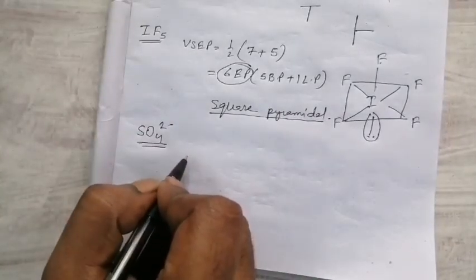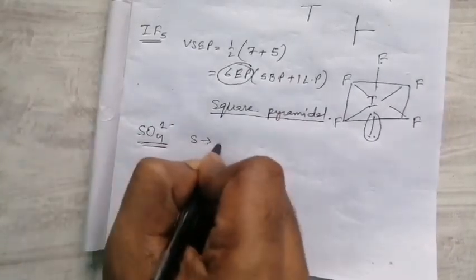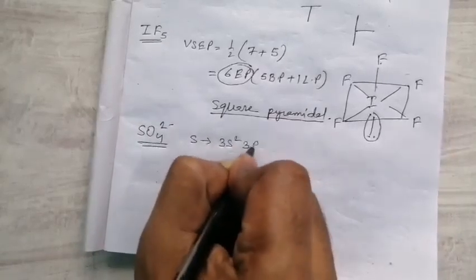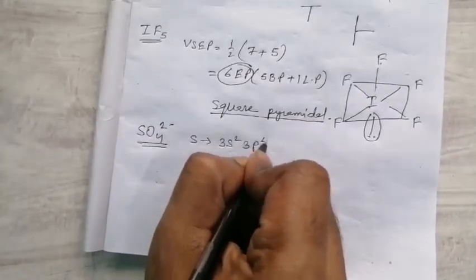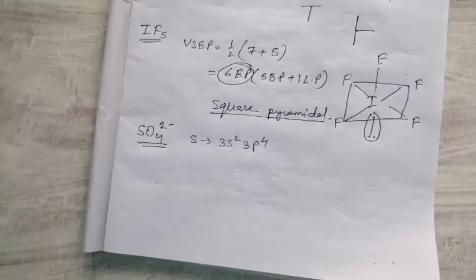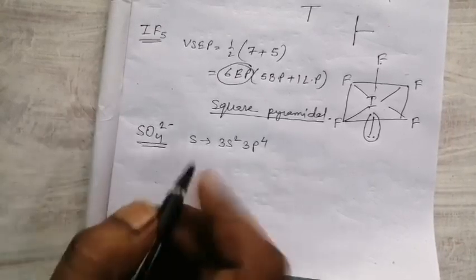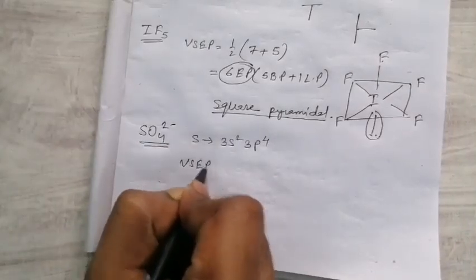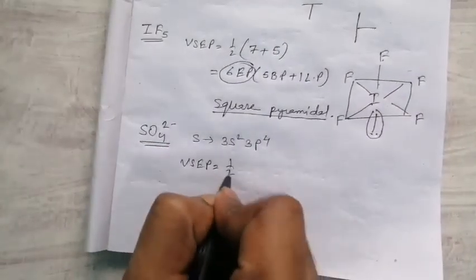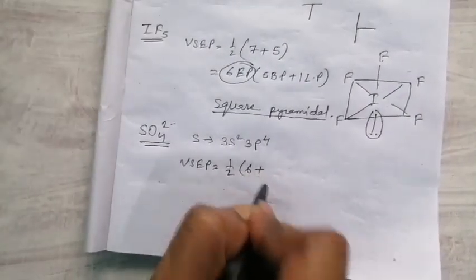SO4 2-, we know sulfur, the number of valence shell electron 3s2 3p4. Or if you cannot remember like this, you can remember sulfur is in oxygen family, and oxygen has 2 electron less than the octet electronic configuration. So sulfur is also having 2 electron less than the octet electronic configuration. That means out of 8 it is having 6 electron in the valence shell. So VSEPR is equal to half 6 plus.